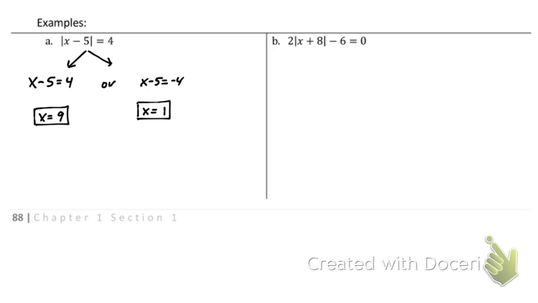And then if you plug those in, it should work. 9 minus 5 is 4. Absolute value of 4 is 4. 1 minus 5 is negative 4. Absolute value of negative 4 is 4.